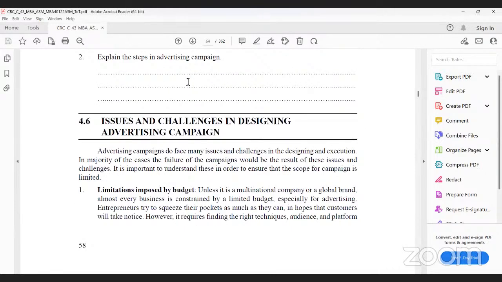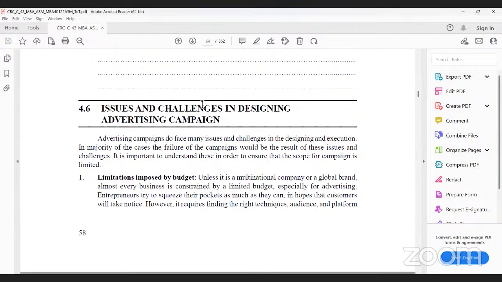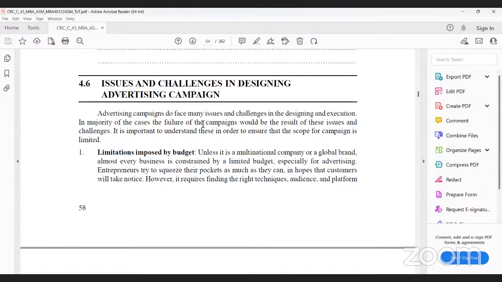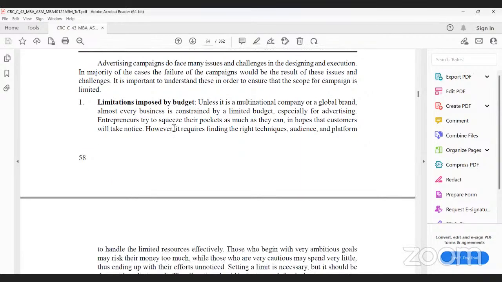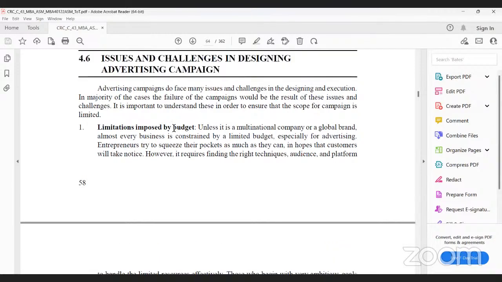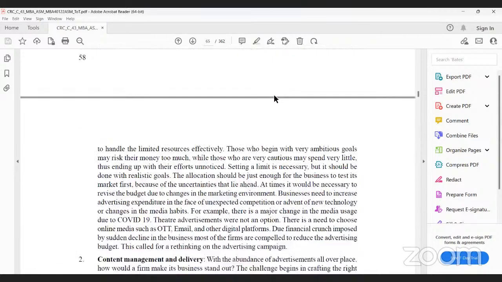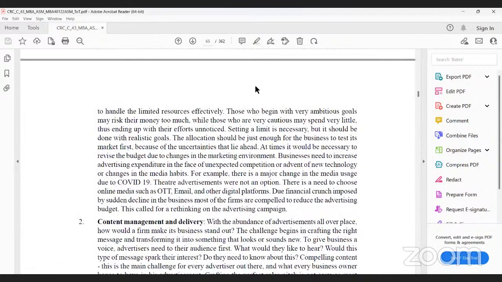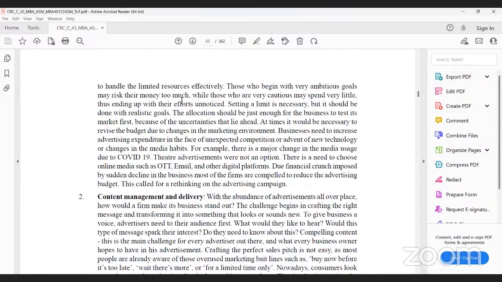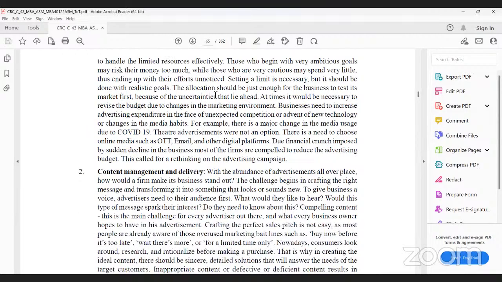Okay. So issues and challenges in designing an advertising campaign. Advertising campaigns do face many issues and challenges in design and execution. In the majority of cases, the failure of the company is a result of these issues and challenges. First, limitations imposed by budget: the company may not be able to spend that much amount. The second thing is content management and delivery: how best the company can create content and delivery.